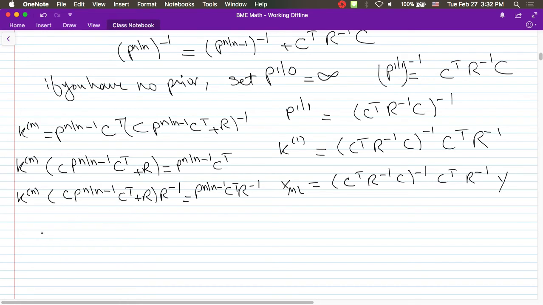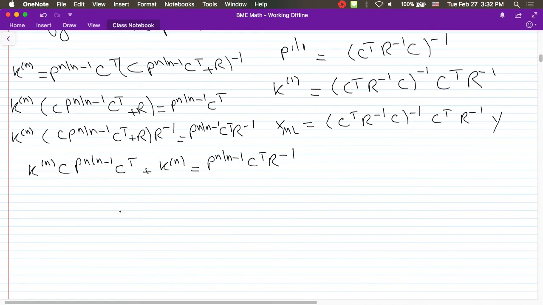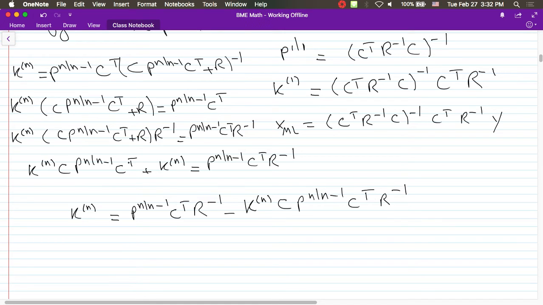If I now multiply through, what I have is K of n C P of n given n minus 1 C transpose plus K of n R is equal to P of n given n minus 1 C transpose, which means K of n is going to be equal to P of n given n minus 1 C transpose R minus 1 minus K of n C P of n given n minus 1 C transpose R minus 1. Sorry, I forgot the R minus 1 here.